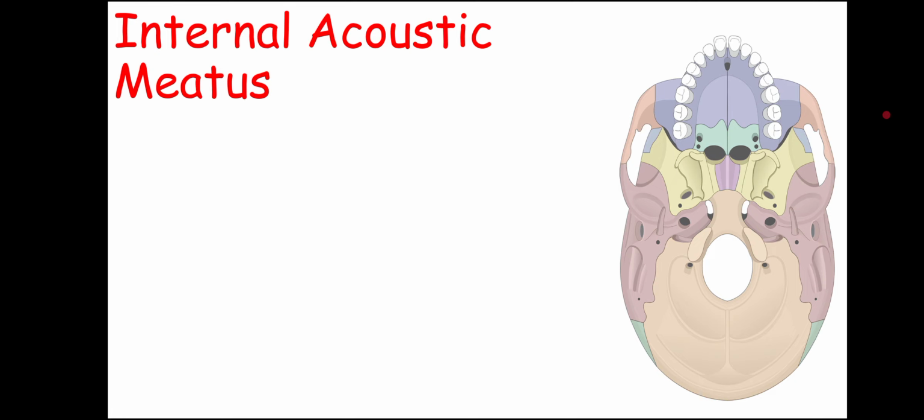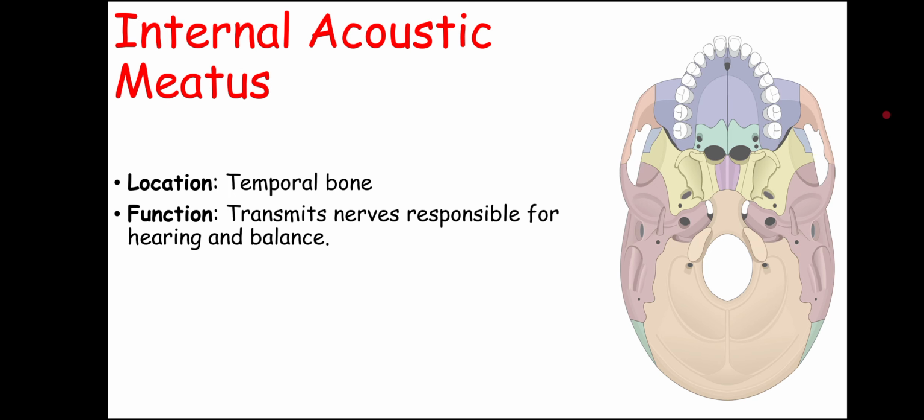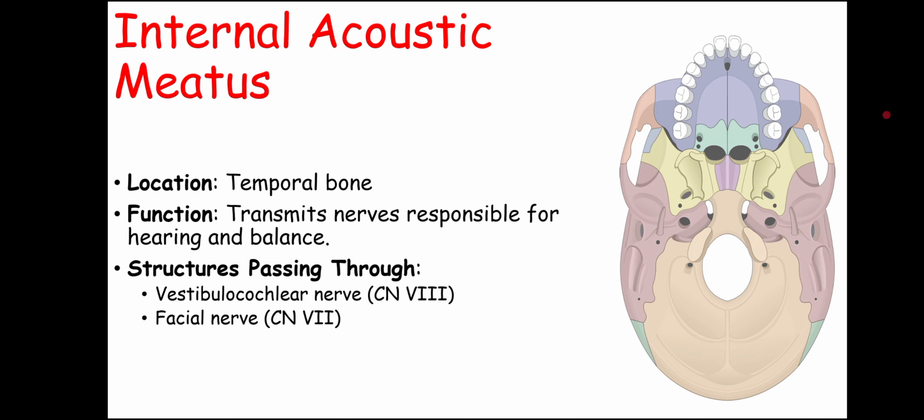The next foramen is internal acoustic meatus. The location is temporal bone and it transmits nerve fibers responsible for hearing and balance. Structures passing through internal acoustic meatus include the vestibulocochlear nerve and facial nerve.